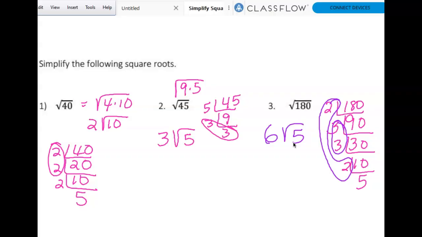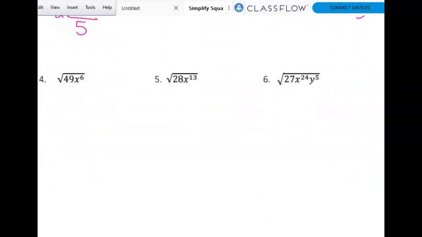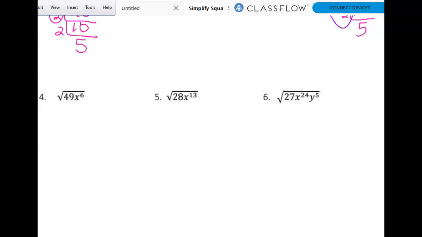Yes? Okay. Okay, so now let's look at the square root of 49, x to the 6th. First of all, what's the square root of 49? 7. So the 7 comes out. I have x to the 6th. So 6 divided by 2 is 3. So I get x to the 3rd. Is anything left under the square root? No. Okay, so 28. Let's do 28.